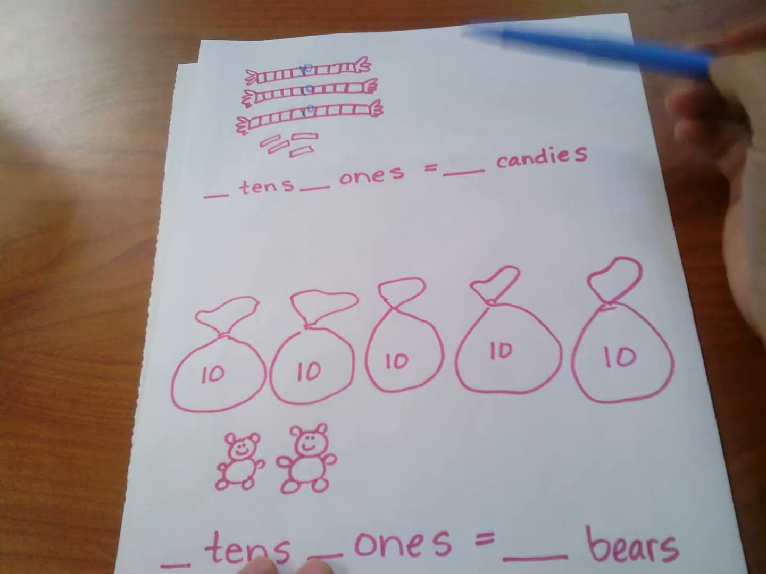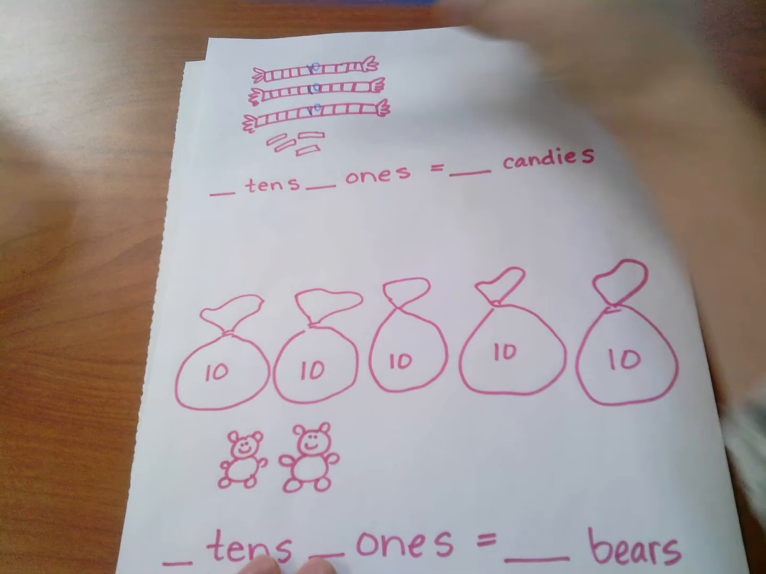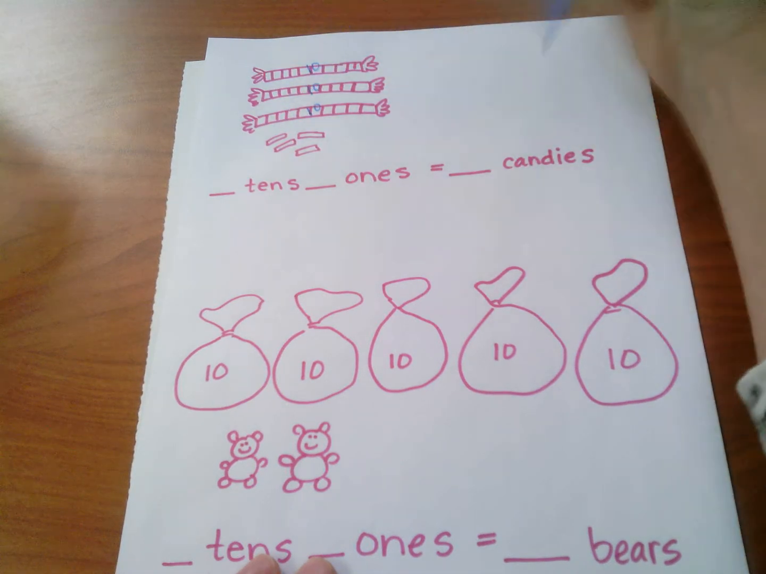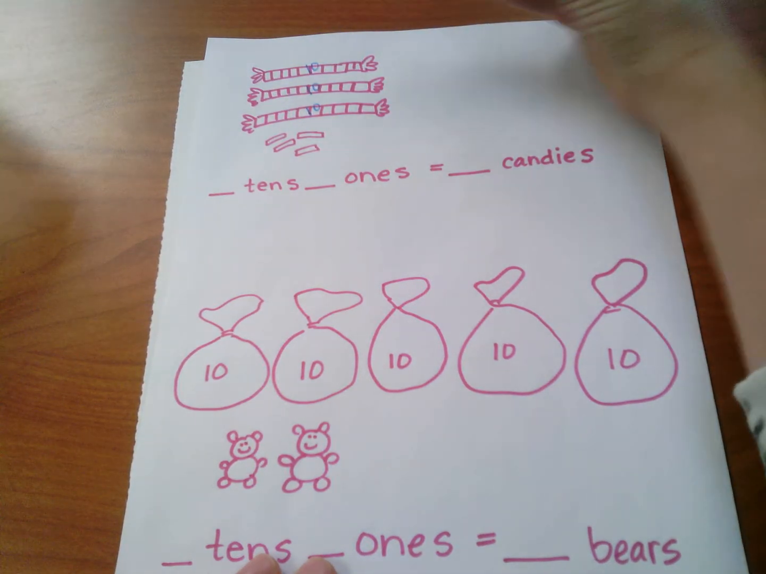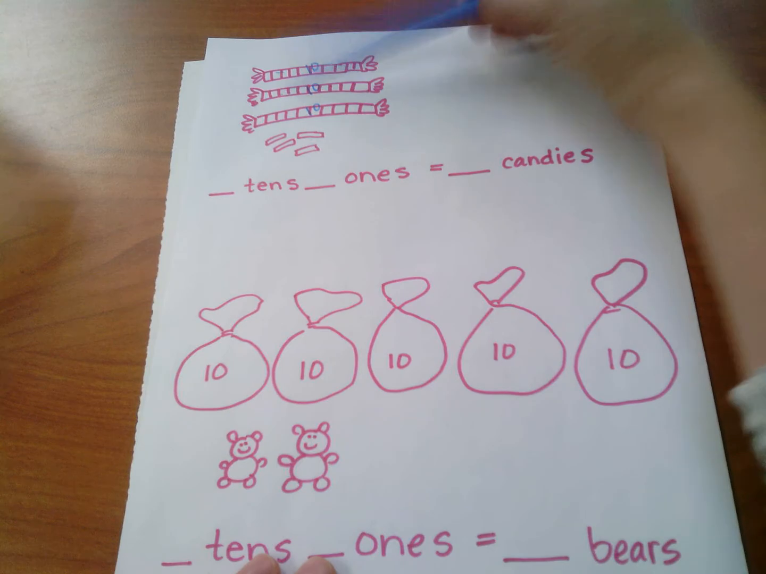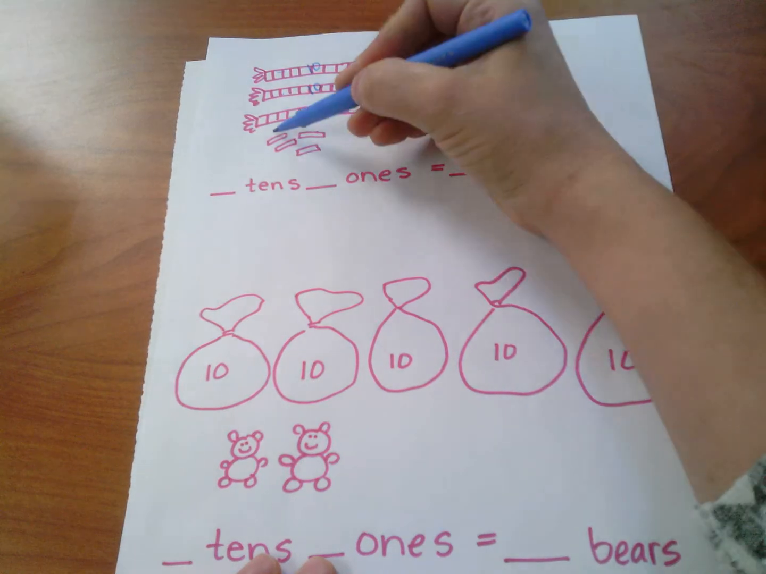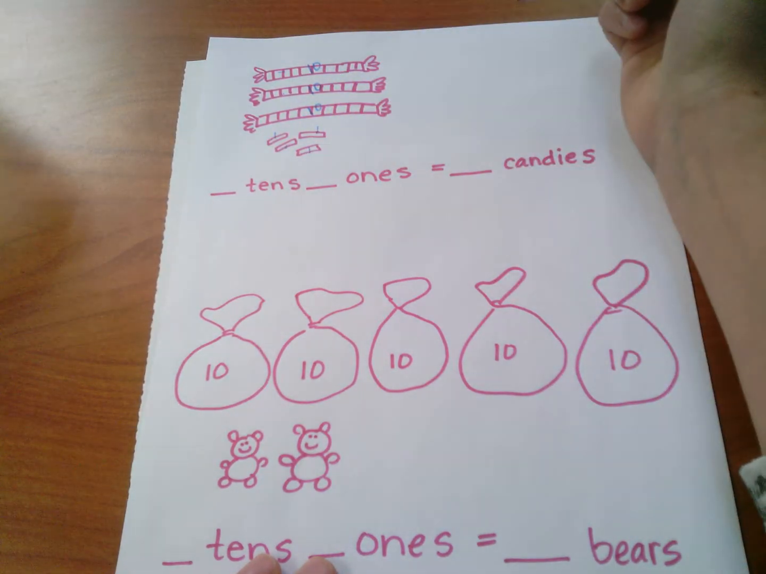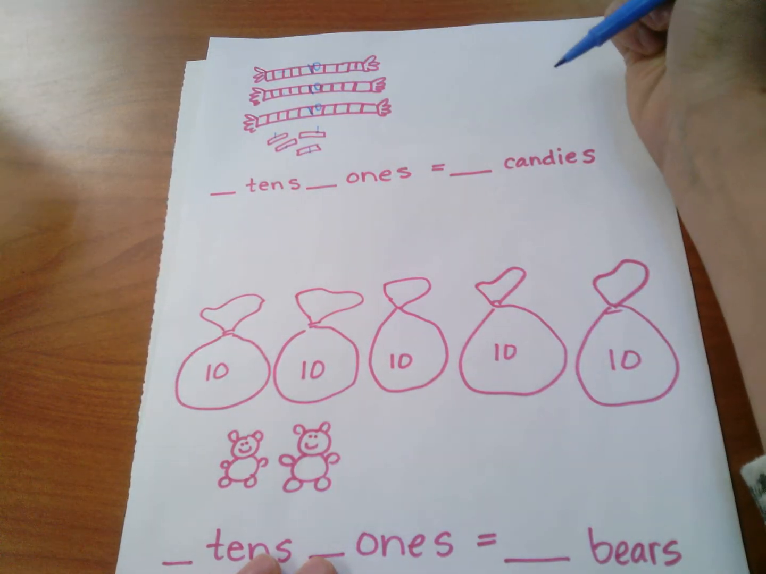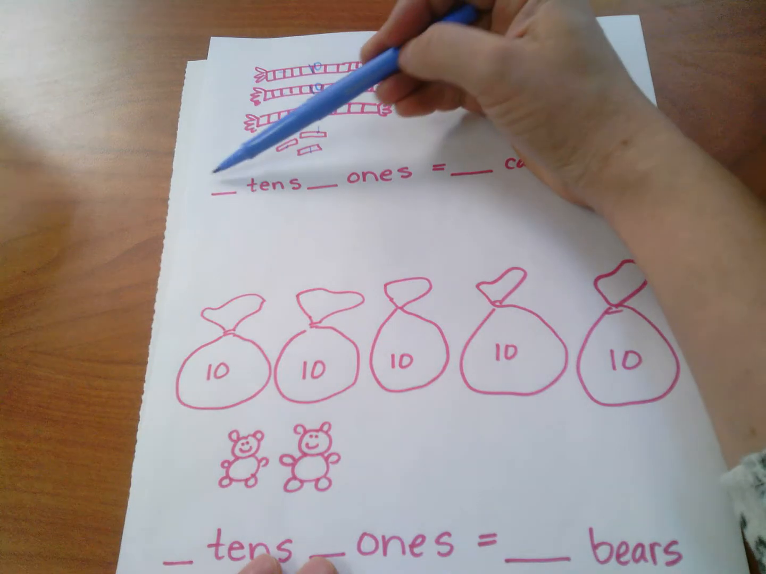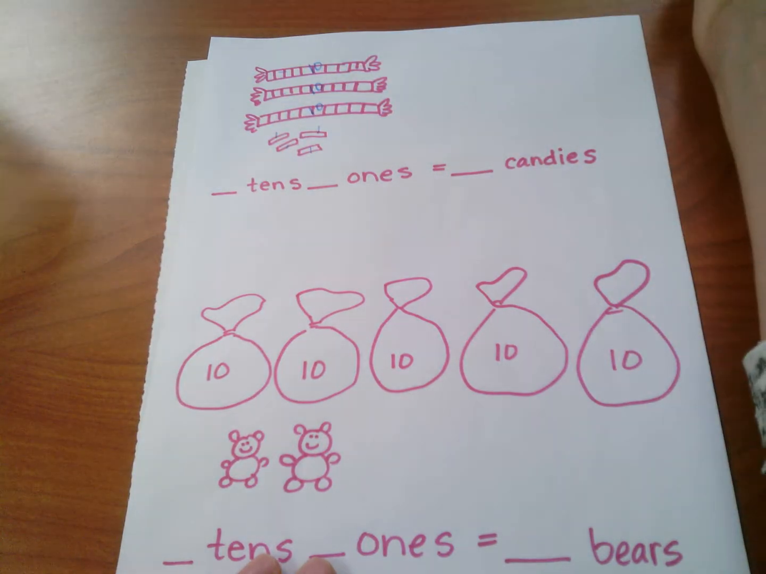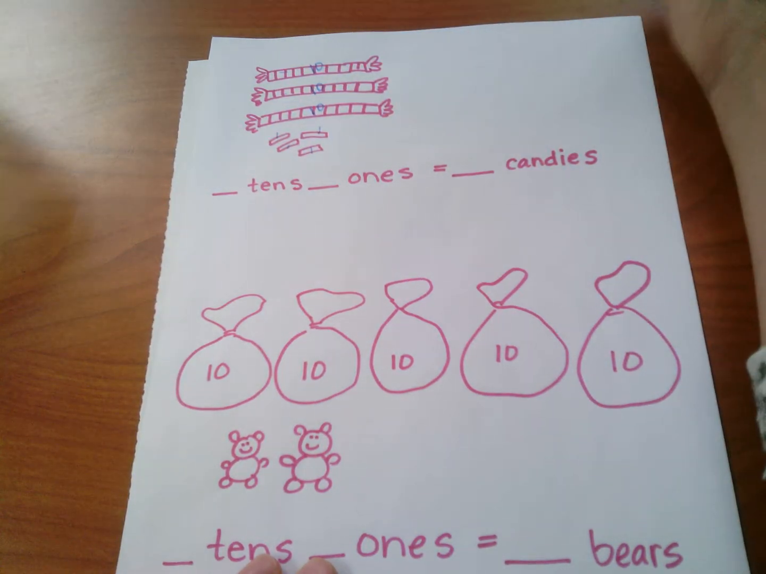So then I could easily go back and I can count the groups of 10 and then my leftover ones to figure out how many candies I have left. So 10, 20, 30, 31, 32, 33, 34. I'm pretty sure I have 34. Let's just double check that by writing the amount of tens and the amount of ones here and seeing if it also shows us that we have 34 left.